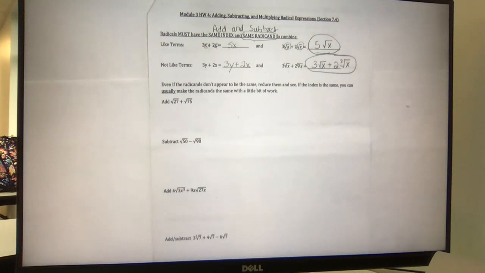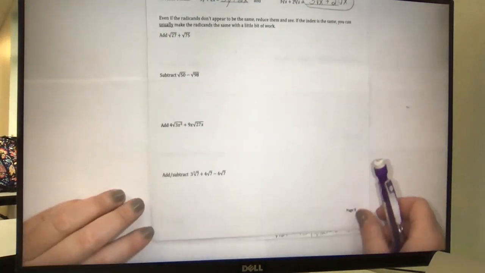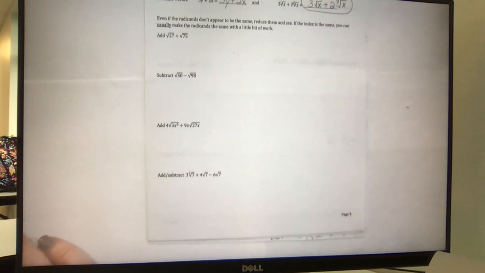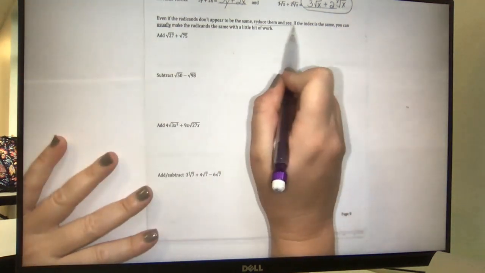So that's kind of your little crash course in this. That's basically the whole addition and subtraction situation. So now we're going to do some examples. Here's the deal. Even if your radicands don't appear to be the same, most of the time you can work a little math magic and make them the same. Not always, but a lot of times you can. If the index isn't the same, forget it. Move on. But if your index is the same, usually you can work with it a little. So try to reduce them and see what you can do.